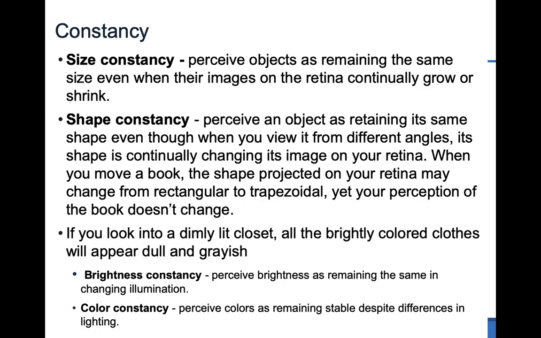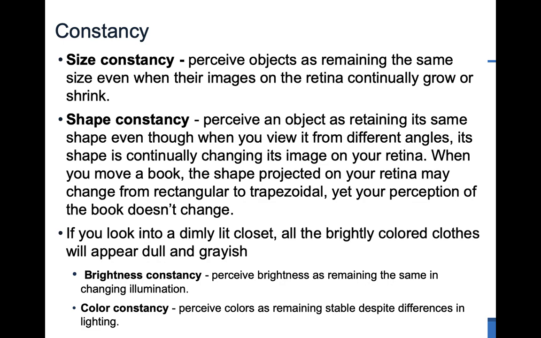Same thing happens with color. If you walk into your dimly lit closet and you see a bright red shirt, you're still going to perceive it as bright red, even though, if you really pay attention, because the lights are out, it's really dull and grayish. We perceive it to have the same color. So you can do brightness constancy. That's when the brightness of an object has remained the same. And color constancy is when we perceive the colors as being stable, despite the differences in lighting.